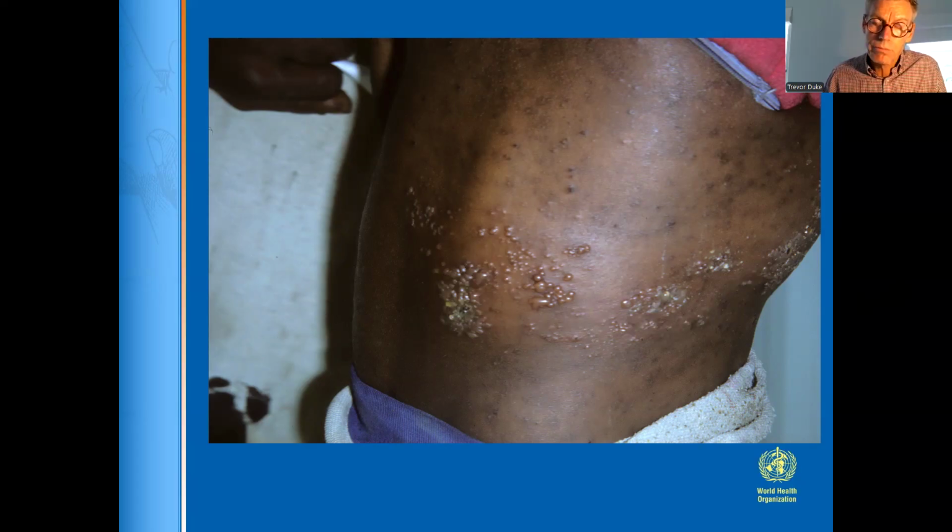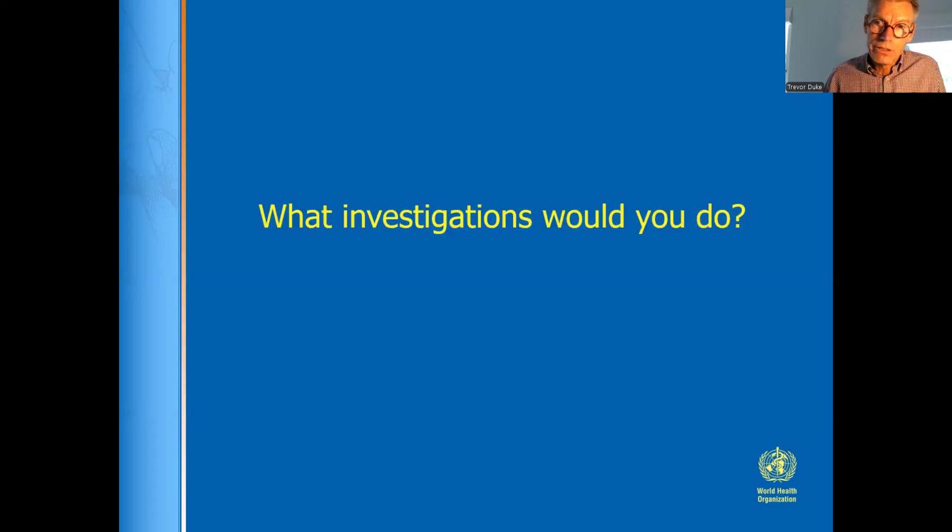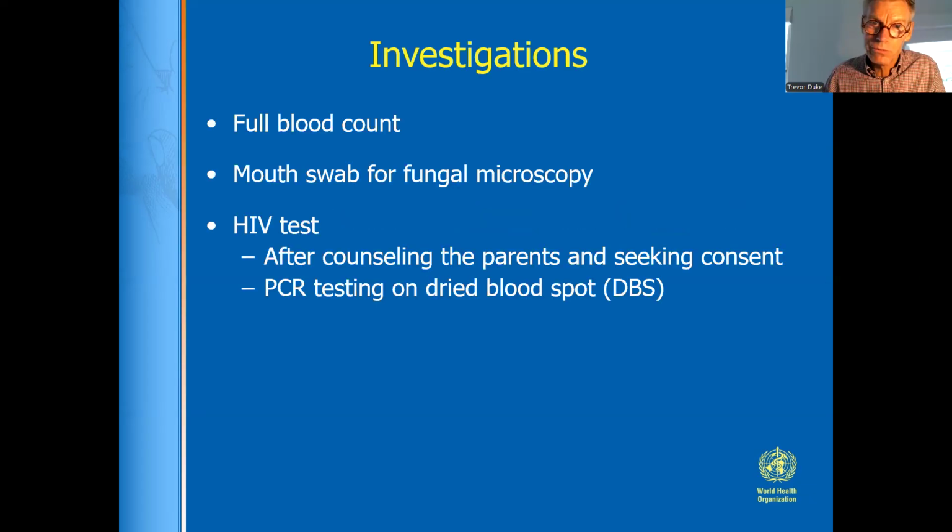So most infections that children with HIV can get, rarely children without HIV can also get. So what investigations would you like to do? Well, firstly, it's useful to do a full blood count. You might want to swab Thomas's mouth for fungal microscopy to see if there's thrush there, although it looked like oral thrush to me. And you do an HIV test.